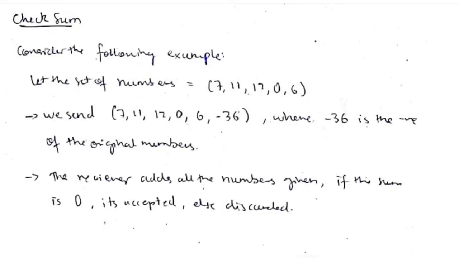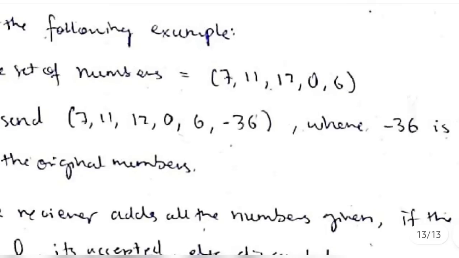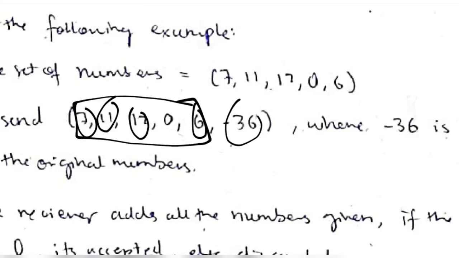Okay, this is the last topic, and it's very easy. If you have to send the numbers 7, 11, 12, 0, and 6, what we'll do is send these numbers along with the negative value of the sum of these. What is the sum of 7, 11, 12, and 6? It is 36. So along with all of these numbers we'll be sending minus 36.